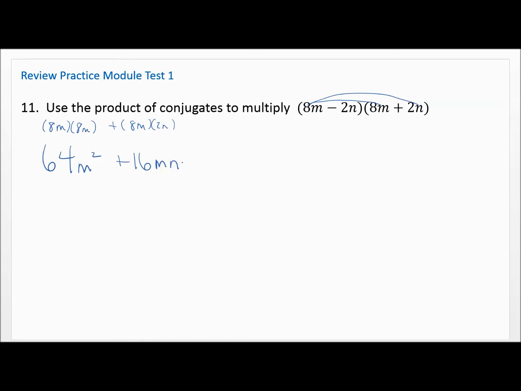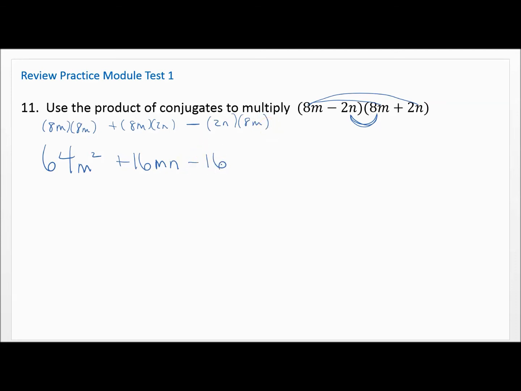Why is it positive? Because positive times positive is a positive. So that was outers. Now we're going to do the inner terms together. So that's the negative 2n times the 8m. Now notice this is a negative times a positive, so I'm going to get a negative. And you can write it down, 2n times 8m, or you could go ahead and multiply it in your head, so it would be negative 16.